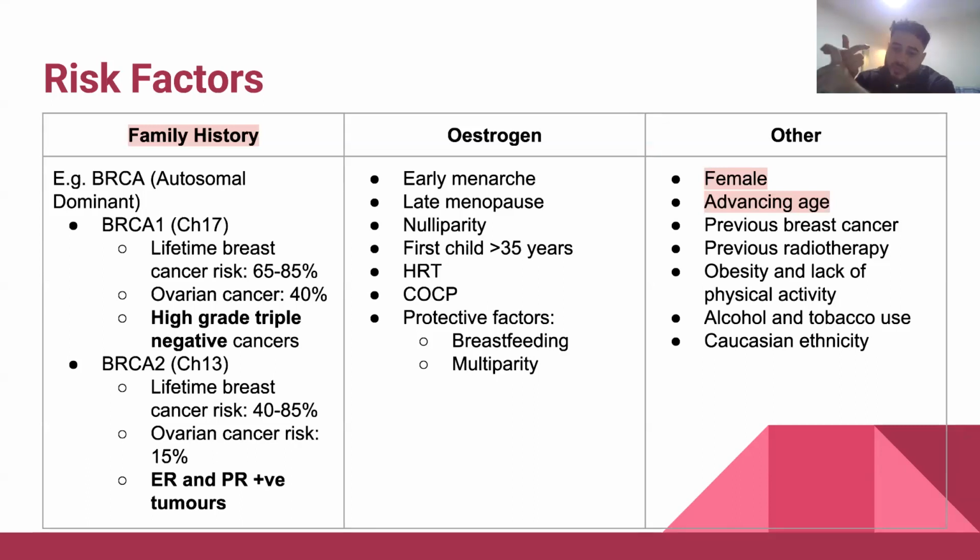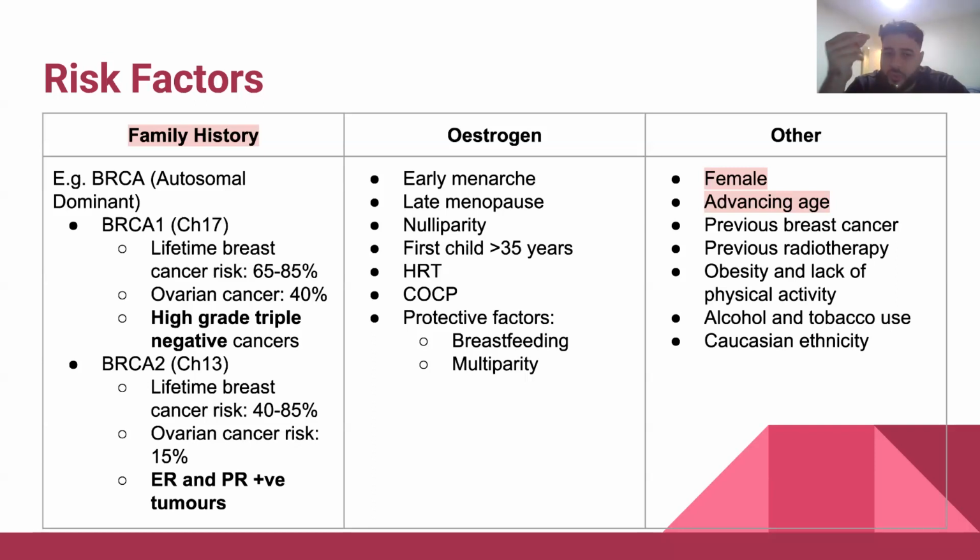So early menarche was that basically you started your periods very early, and you also had a late menopause, so you stopped your periods very late. So that's a very, very extended time of estrogen exposure, and nulliparity as well, which is basically where you didn't have any interruption in your estrogen cycles and your ovulatory cycles. So you've been exposed for a very long time to an elevated amount of estrogen.